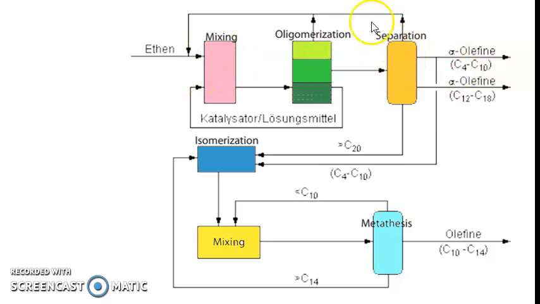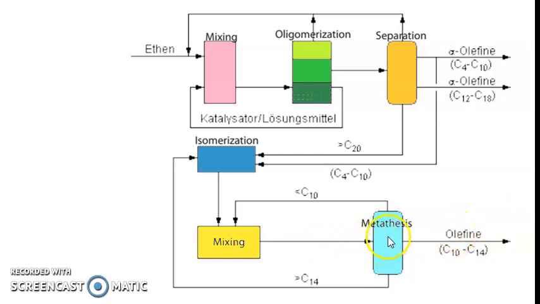Out of the separation chamber, we take C4 to C10 polymer chains and also C12 to C18 polymer chains. So we are separating these two. Then from the separation chamber, the polymers with chain length greater than C20 are taken to the isomerization chamber, and also the C4 to C10 polymers are taken to the isomerization chamber. Remember, we need this particular chain length, so they are taken away. In the isomerization chamber, isomerization happens, mixing happens again, and we take it for metathesis. After metathesis we get the C10 to C14 chain length polymers.